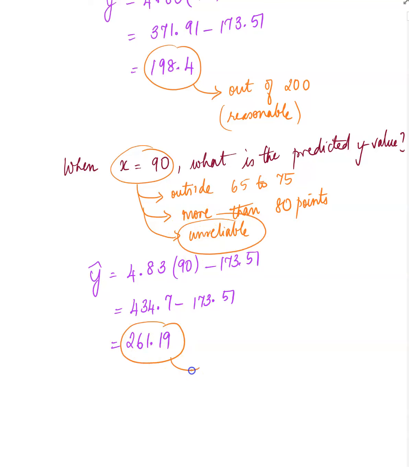And then you got an output that was unreasonable, because this has to be out of 200 points. And you're getting 261.19 points. That's the prediction. So when you go too far outside your X range in extrapolation, you clearly see that your results are both unreliable and unreasonable predictions.